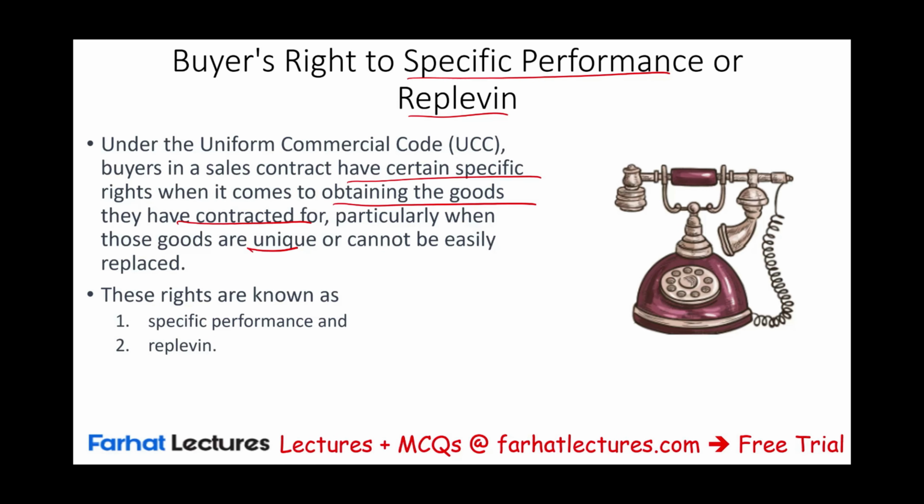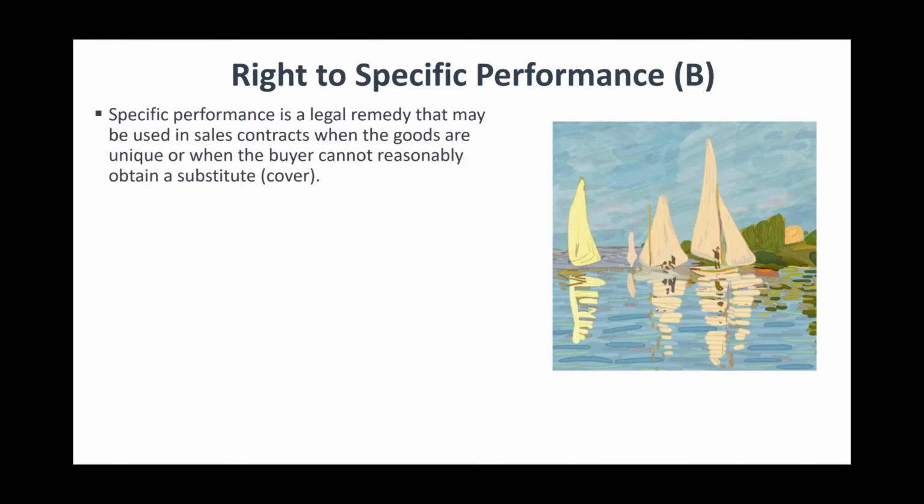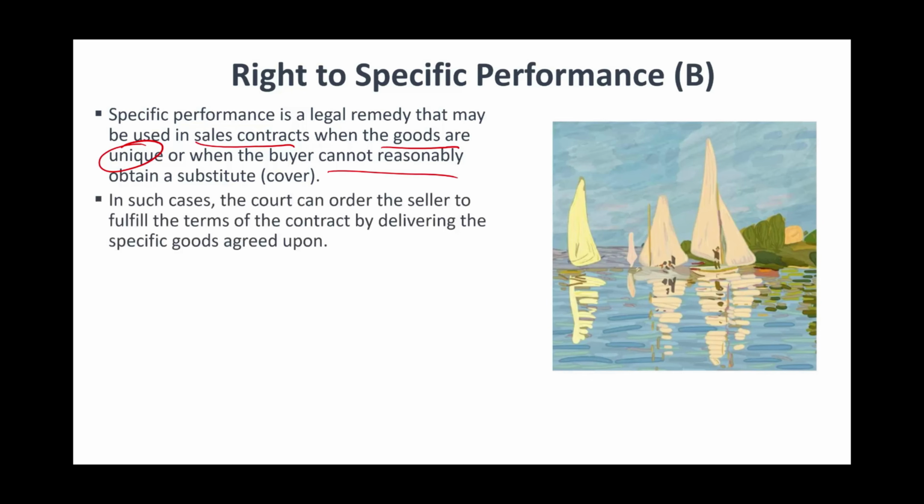Let's talk about specific performance first. Right to specific performance. It's a legal remedy that may be used in a sales contract where the goods are so unique or when the buyer cannot reasonably obtain a substitute for them. In those situations, the court might order the seller to actually fulfill the contract by delivering the specific goods agreed upon originally. Now remember, under common law, you cannot force the other party to perform because that's a form of slavery. But when it comes to the UCC, you can force them to sell that unique item. You can force them to do that.